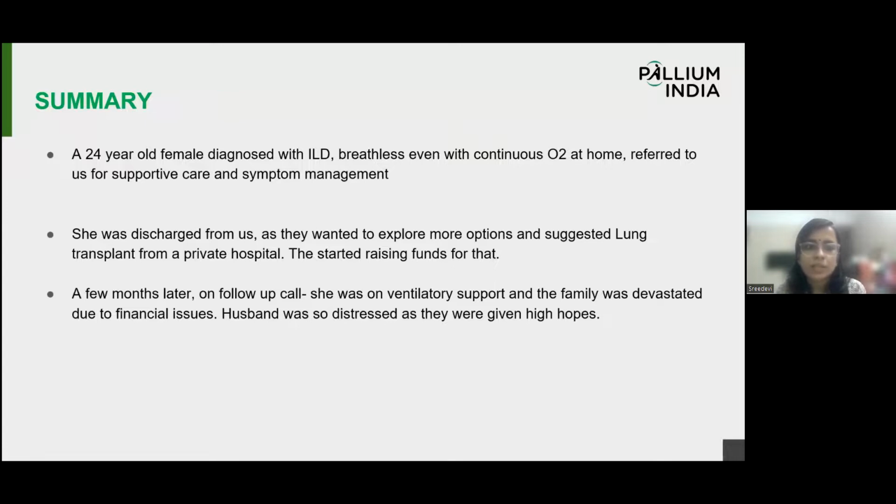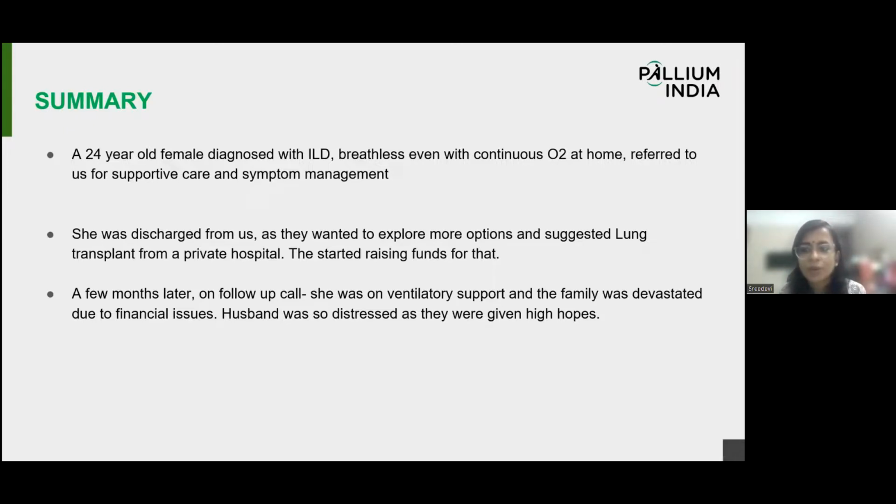So in summary, this is a 24-year-old female diagnosed with ILD, breathless even with continuous oxygen. And she was referred to us for supportive care and symptom management. They wanted to discharge from us after he started exploring new options, and someone suggested lung transplant, and it costs a lot. And they started fundraising through social media pages, because even the private hospital people told them she's very young, this can be a very successful treatment, but they were very, very poor.